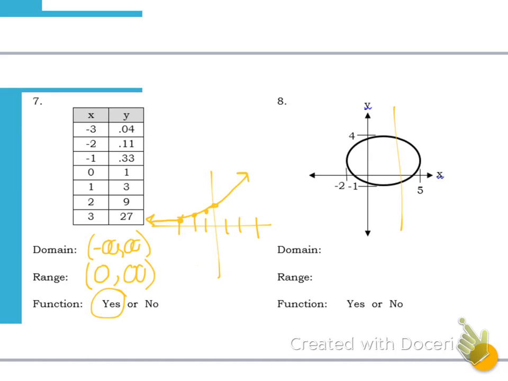My next one, my x's repeat. It crosses my vertical line twice, so I already know this is going to be a no-go. Left to right, so the furthest left it goes is -2. The furthest right is 5. They're both included because they're closed dots. The furthest down it goes is -1. Furthest up it goes is 4.